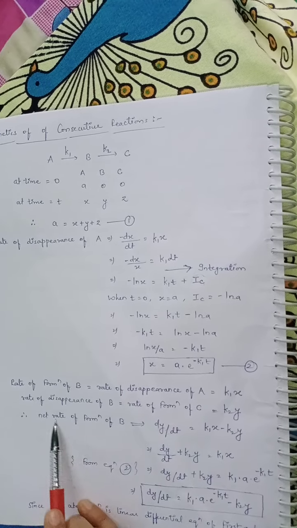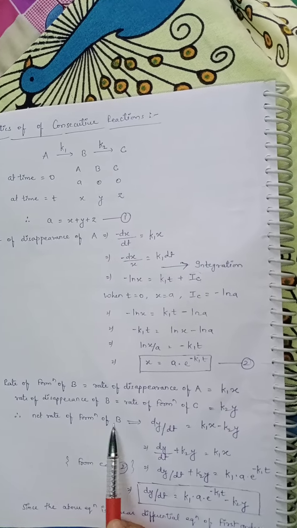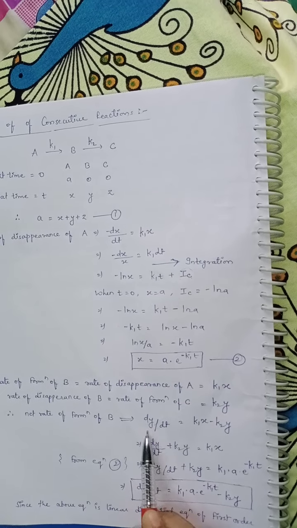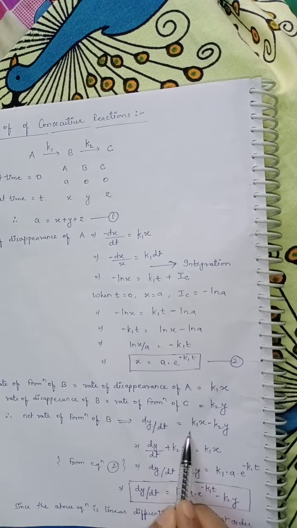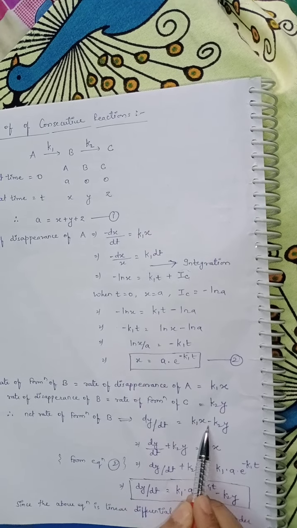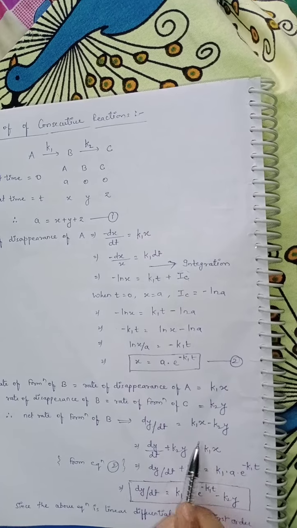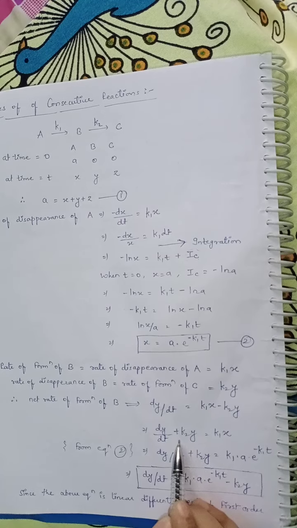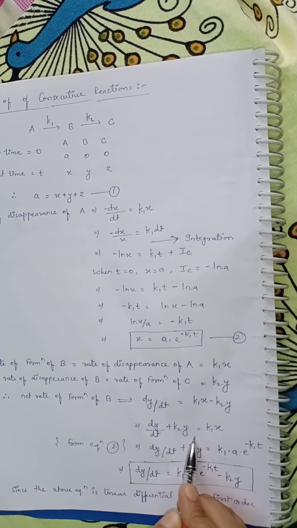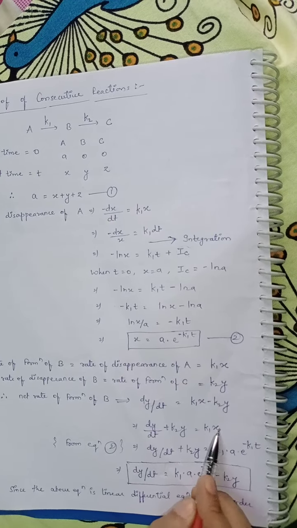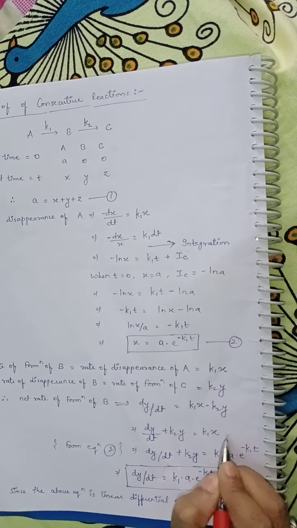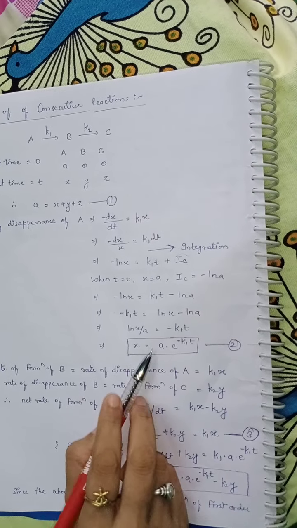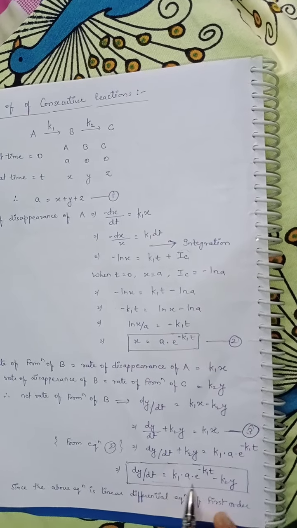So what will be the net rate of formation of B? The net rate of formation of B can be written as dy by dt, because y was the term for B, and the net rate will be equal to K1x minus K2y. Now you rearrange this equation. Further, we can put the value of x from equation 2, so you can write it as equation 3, and when you substitute the value of x from equation 2 into 3, you get this equation.